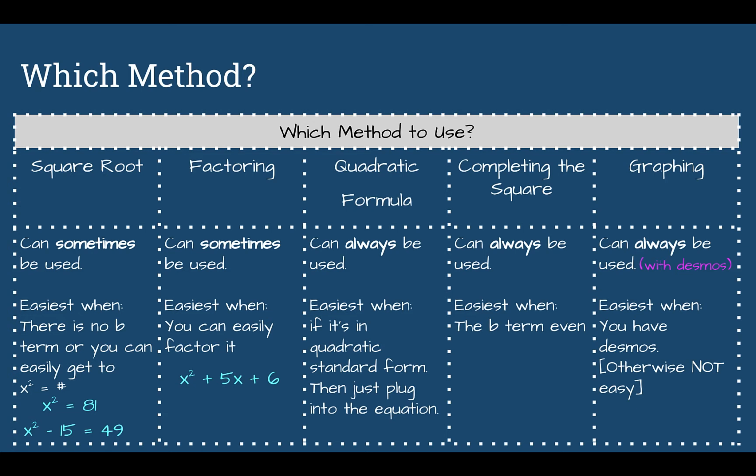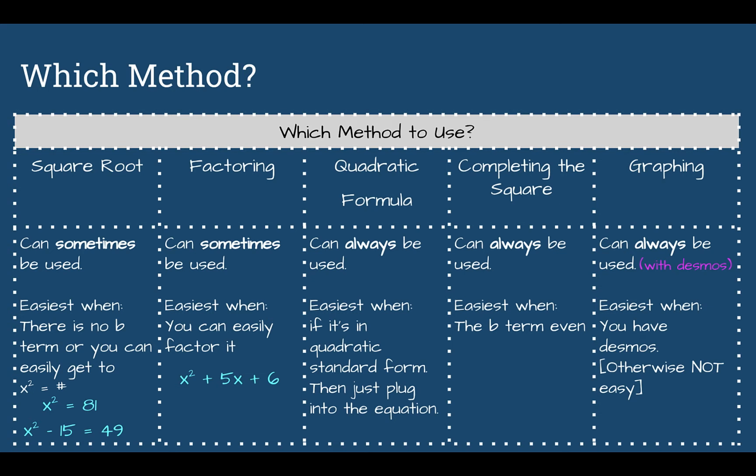The simple factoring problems, where the a value is 1, are going to be your better options for factoring. If a equals a different number other than 1, it gets a little bit more complicated, where you have to find the factors, then use the box method. So if you can easily factor it, use it. If not, choose something else.